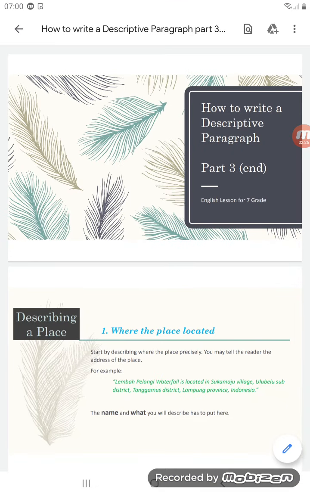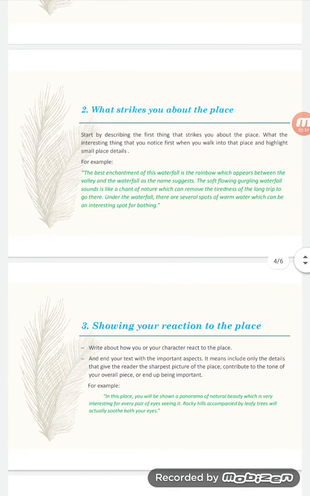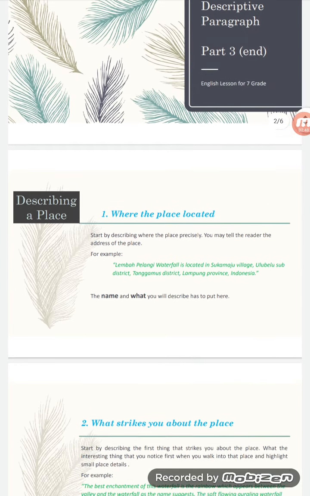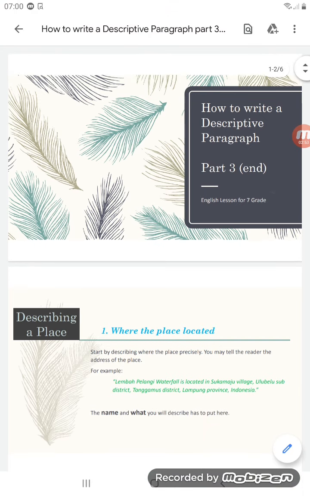In part 3, you can find how to describe a place, where the place is located, what strikes you about the place, and then showing your reaction to the place. The questions which I have made for you in quiz part 1, you can find all of the answers on the slide. I'm sure that most of you do not read the slide. Let's analyze the questions.